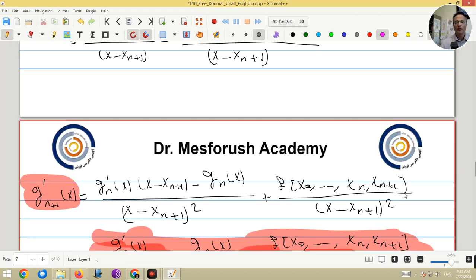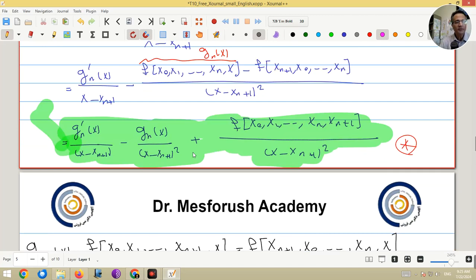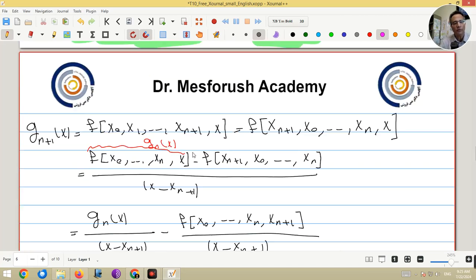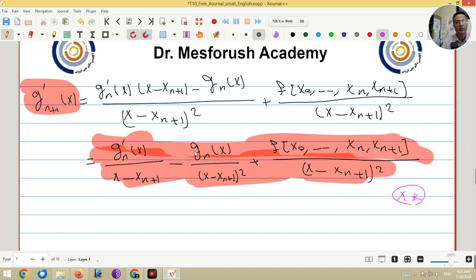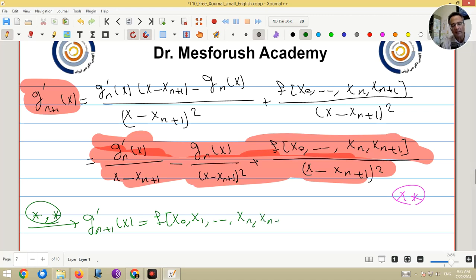Look, the right hand sides of star and double star are equal, so the left hand sides should be equal. From star and double star, I can conclude that g'n+1(x) is equal to f[x0, x1, ..., xn, xn+1, x, x]. And this completes the proof.